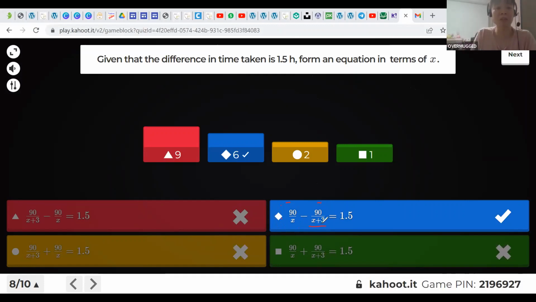This is x plus 3, a bigger number, right? Here you are dividing by a smaller number, so you will get a big number. You are dividing by a bigger number, you get a smaller number. So that is why you get 1.5, like this. Big number minus small number. Just take note of that. This is quite common in exams as well, whereby which one comes first? If they give you the difference, big number minus small number.